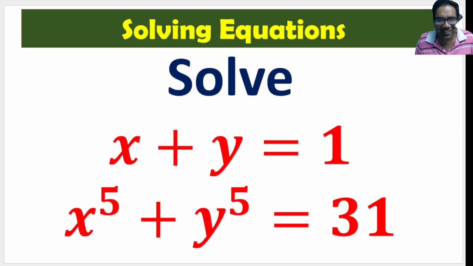Hi friends, here is a really nice problem. x plus y equals 1, x power 5 plus y power 5 equals 31. How do we solve this? Clearly, we have a power of 5.